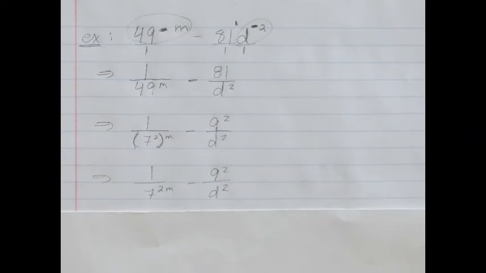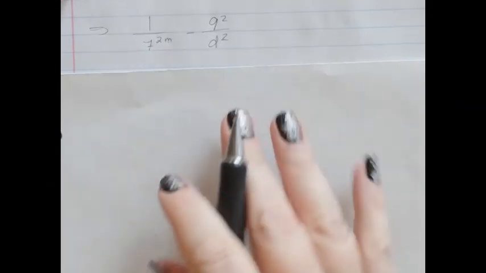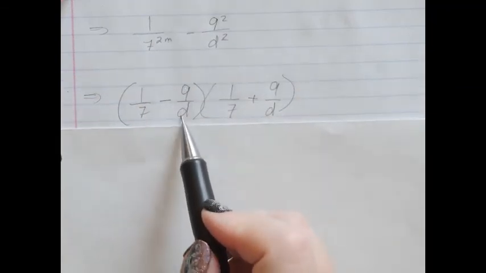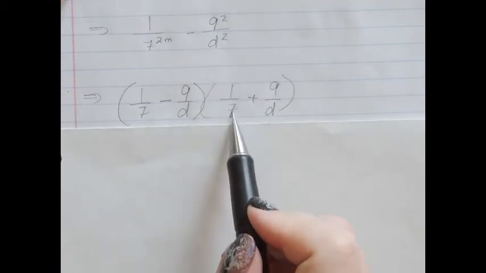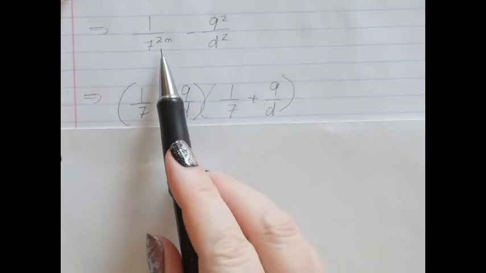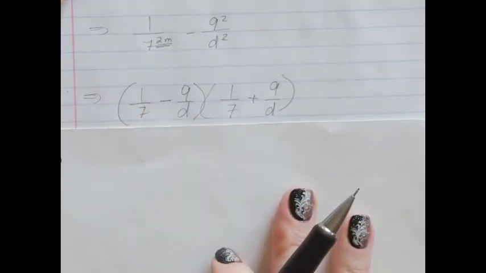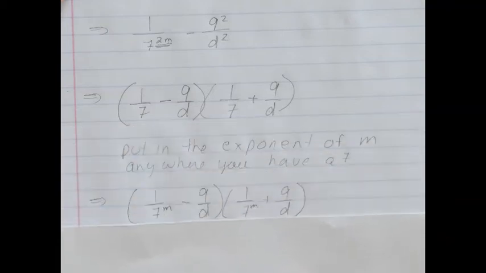From here again, this looks like the video for difference of squares. Rewrite this whole thing using a difference of squares, ignoring the m. This is nothing more than 1 over 7 minus 9 over d times 1 over 7 plus 9 over d. We had 2 m's. Let's go ahead and do an even split of that. Even split of 2 is 1, so each 7 is going to have an m attached to it as its power.